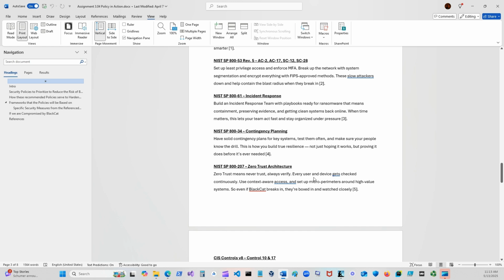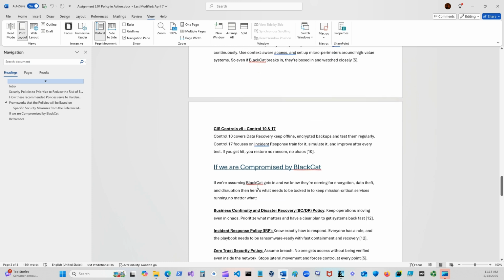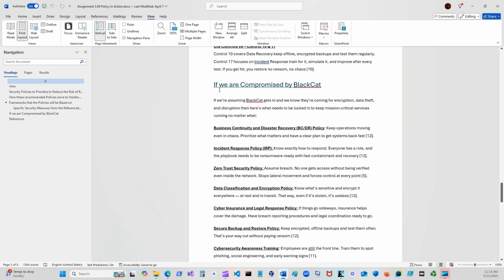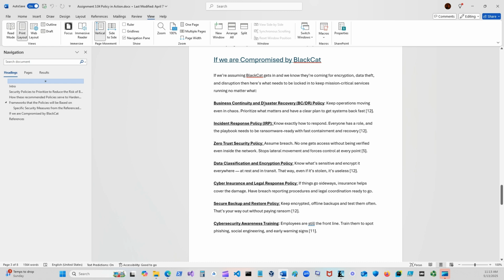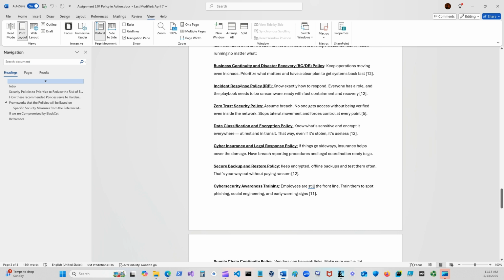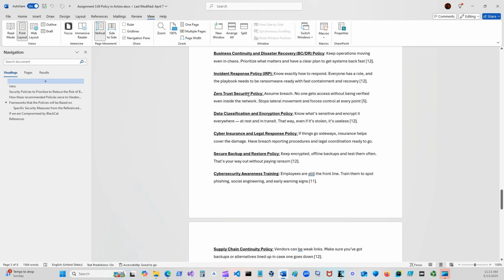I'm not going to go through the whole thing, because this is a specific problem we have in this organization. If we are compromised by Black Cat, I have a business continuity and disaster recovery plan that I want to put in place. I have an incident response policy and a zero trust security policy, if you're using zero trust in your organization. But I would recommend this.